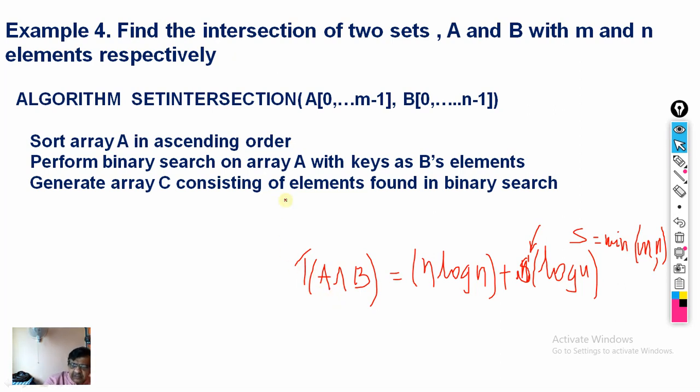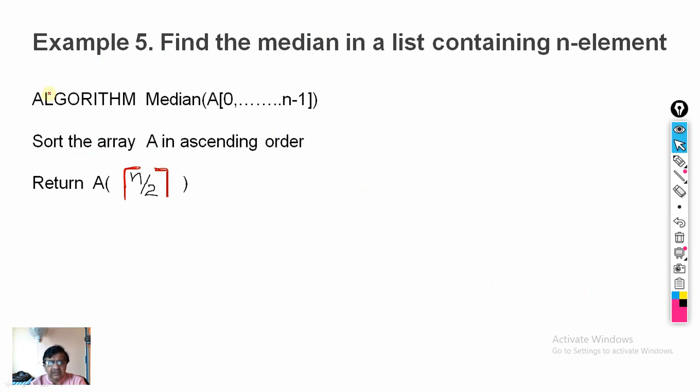Because both of them are coming with M and N elements, we don't know whether M is small or N is small. We will find out which has the smallest number of elements, then we will arrange that in ascending order, then we will use B's elements as keys and search in the array. The number of searches also becomes very simple, and as far as length is concerned, it becomes very small.